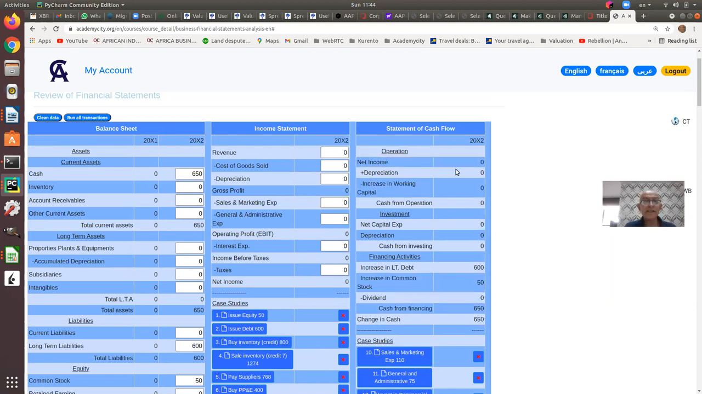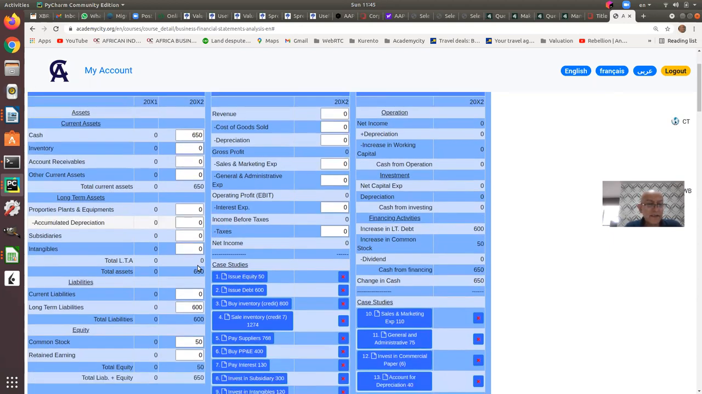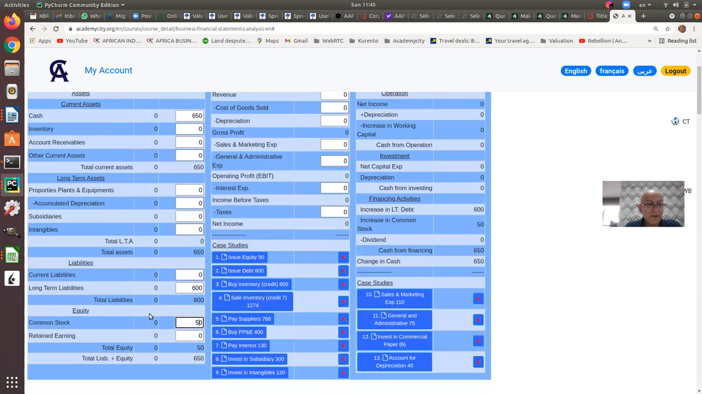So you can see already, I wasn't lying when I said every line in the statement of cash flow is the difference between the balance sheets. How did I get the 650 here? Very simple, it's this difference. How did I get this 50,000? Very simple, it's this difference. How did I get this 600? Very simple, it's that difference. You will see it always will be like that.